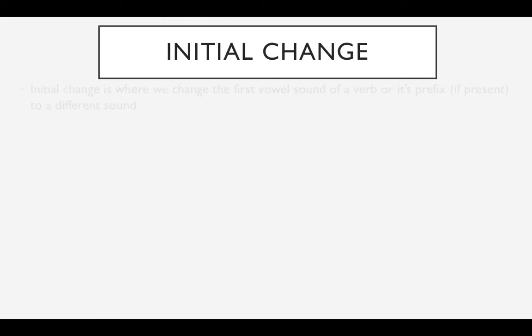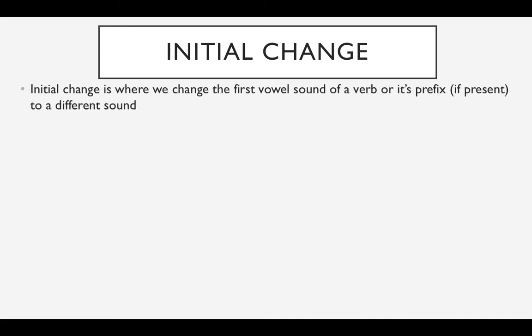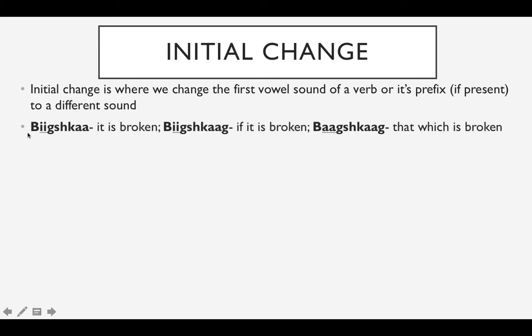Initial change. Initial change is where we change the first vowel sound of the verb, or the prefix if present, to a different sound. So we're just focusing on the vowels right now. So for example here we have bikshka, it is broken in A form. Then we have bikshkog, if it is broken in B form. And then lastly, C form, bogshkog, that which is broken. And so we can see here that that first double I sound changed to a double A sound. This is an example of initial change.